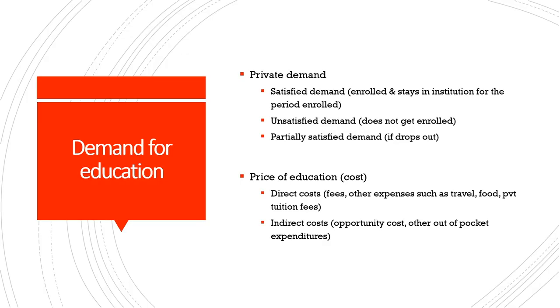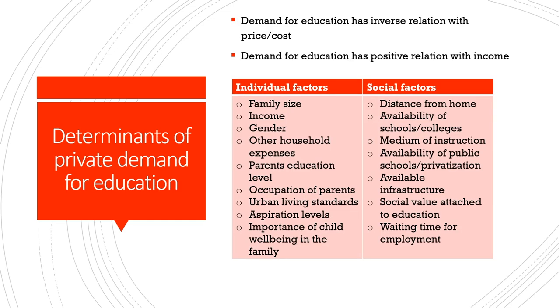Now, price of education can include direct costs or indirect costs. We have studied this in the last class as well, where we looked at direct costs as fees and other expenses; indirect costs are the opportunity costs foregone, or other out-of-pocket expenditures that are not directly contributing to education, but are for some other purposes. So, what are the determinants of private demand for education? Generally, demand for education has an inverse relationship with cost, and it has a positive relationship with income. We have seen in the last class as well that income seemed to be positively correlated with demand for education, and cost had an inverse relationship with demand for education.